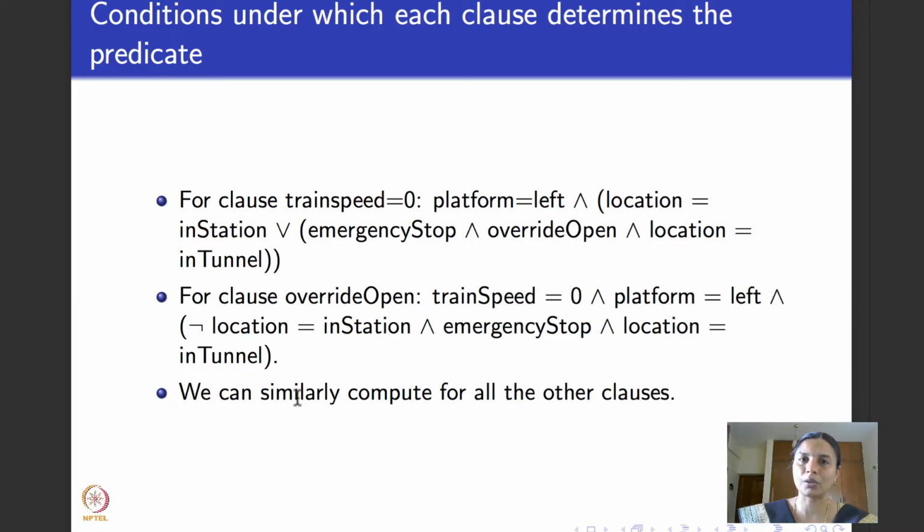Similarly, for all the remaining 4 clauses, we can compute, if that clause is the major clause, the conditions under which that clause will determine the predicate. I have just done 2 of them here. The remaining 4 can be worked out. In fact, for these 2 also, I have given you the final resulting formula. I have not given you the steps of working.